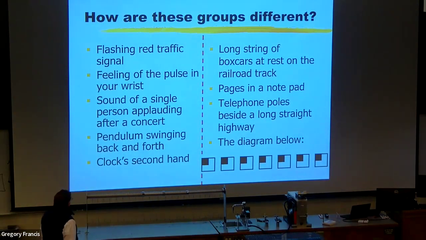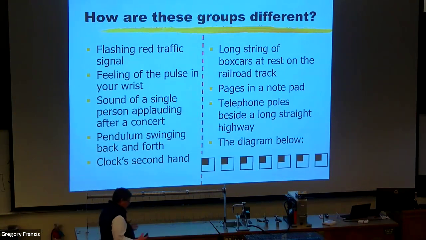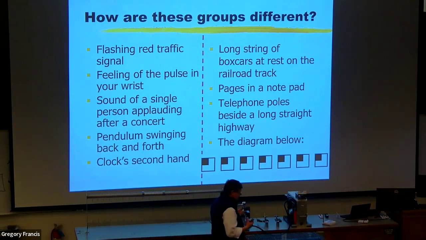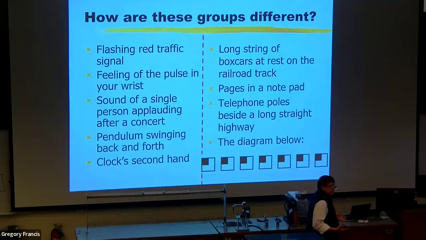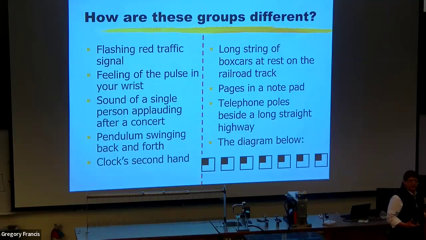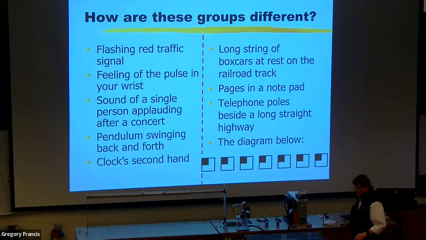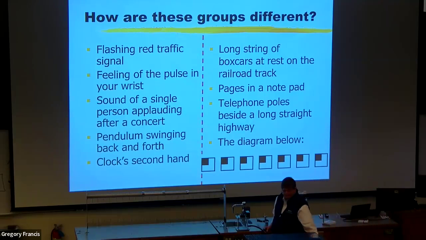Question. What's different between these two groups? I've got a group on the left and a group on the right. What you need to decide with your neighbor is, what is it about the group on the left that makes them a group? What's similar about them? And the same with the group on the right. And how is the group on the left different from the group on the right? So with your neighbor, give it a shot.